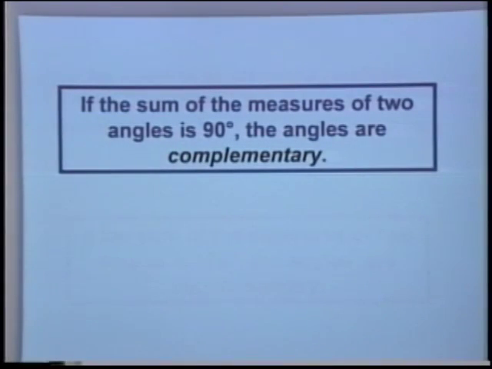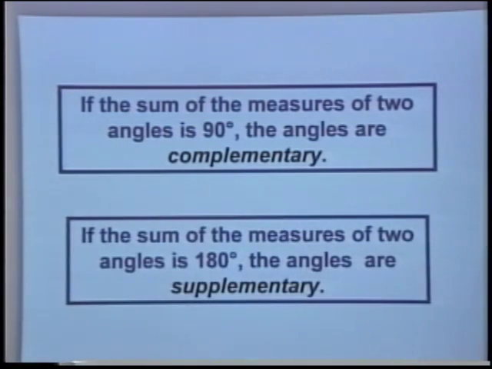Now let's look at some more definitions. You may remember from geometry that if the sum of the measures of two angles is 90 degrees, the angles are complementary. And if the sum of the measures of two angles is 180 degrees, the angles are supplementary.